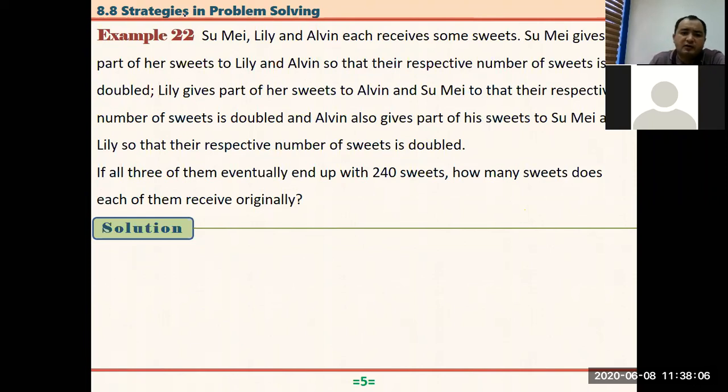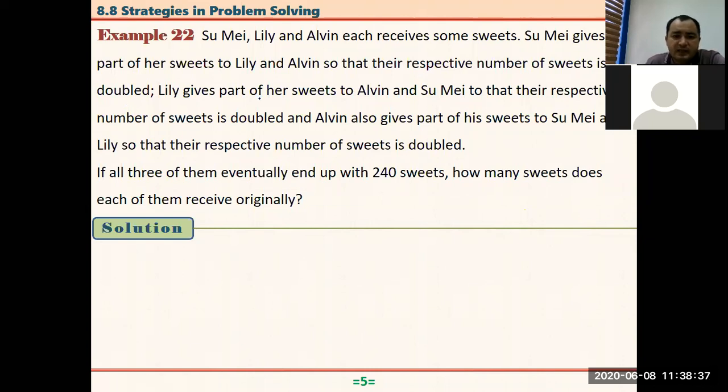Sue gives part of her sweets to Lily. Part of her sweets means how many sweets is she giving to Lily? We don't know. Some sweets, right? So actually, algebraically, I can just use this x, but here we are going to use this table. Algebraic method, I suggest you may try yourself at home. Anyway, Sue gives part of her sweets to Lily and Alvin so that their respective number of sweets is doubled.